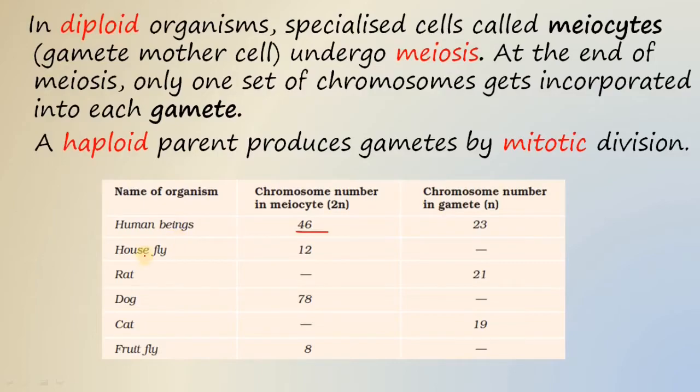In human beings, okay, in houseflies, in total if they have 12, obviously if you divide it by 2, the blanks are for you to fill in. So in housefly if it's 12, if you divide it by 2, what happens? 6. So in rat if it's 21, here you have to double it, so it's 42 in total, okay. Similarly, there is a bigger table in your textbook, you can refer to it if you want to.